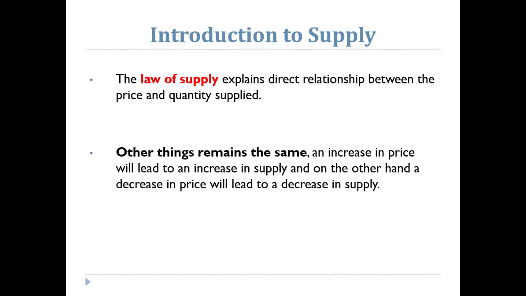The law of supply. From the previous explanation, it is evident that supply has a positive relationship with the price of the product, right? So we can derive the definition of the law of supply. The law of supply explains that, other things remaining the same, an increase in price will lead to an increase in supply, and a decrease in price will lead to a decrease in supply. Other things remaining the same, that is the precondition, so other factors should remain the same. An increase in price will lead to a rise in supply, and a decrease in price will lead to a fall in supply. So the direct relationship between the price and quantity supplied is explained with the help of the law of supply, right?